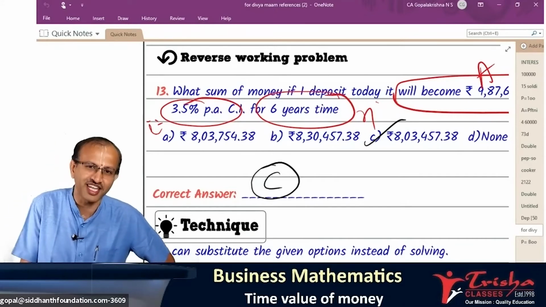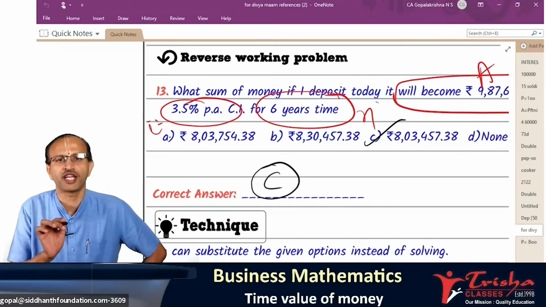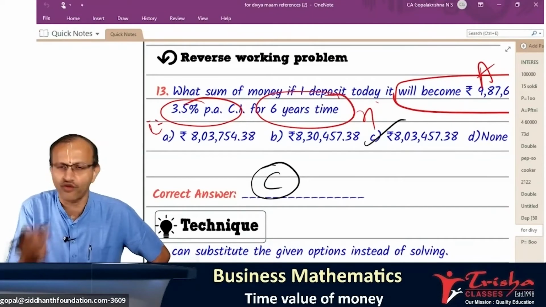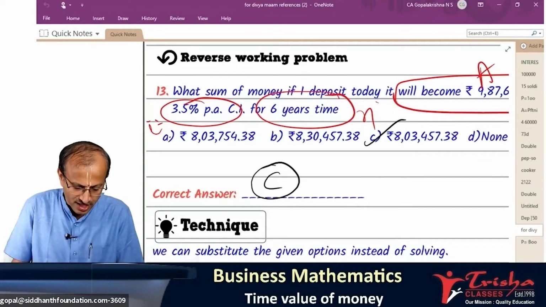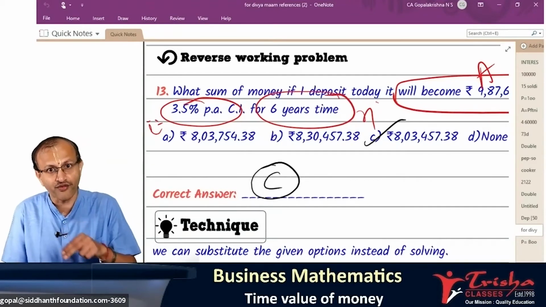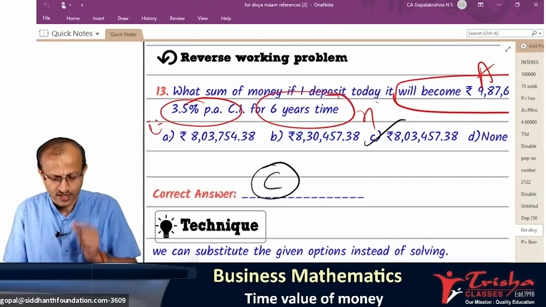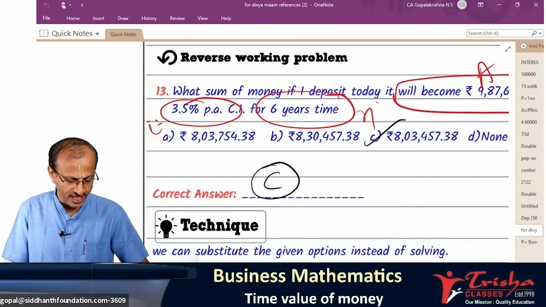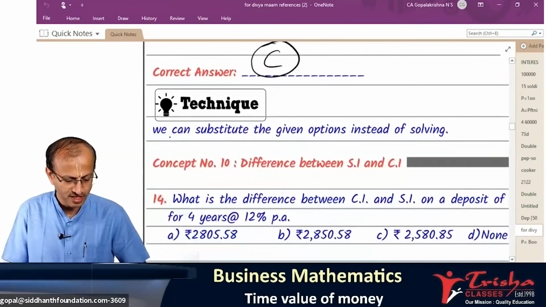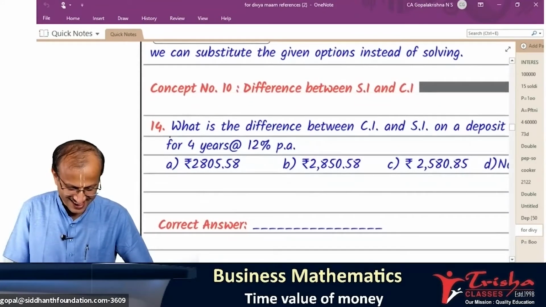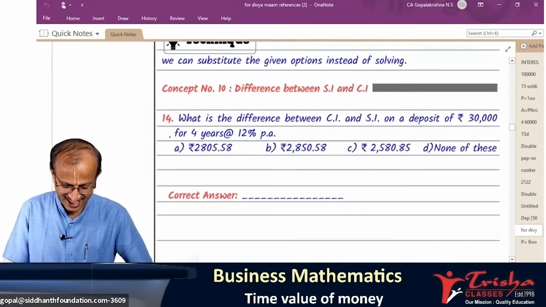It is one of the 3. So you have to go for the nearer one. So even if you got 8,03,452 or 451, nearer is that, because here is 8,30,000, here 8,03,754, nearer is 450 odd. So you have to go for C only. I think you all understood. So correct answer C. C for chartered accountant. Right.